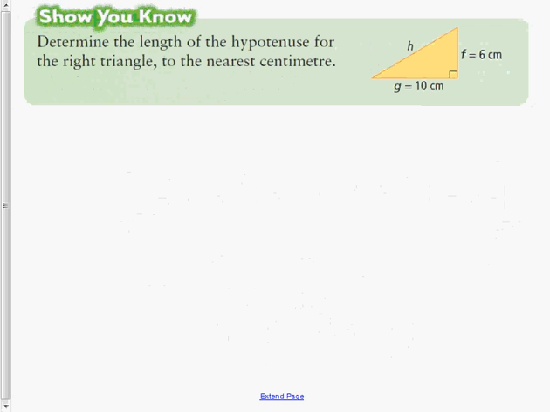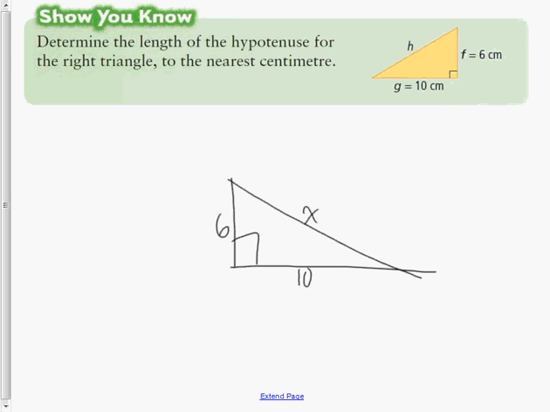And the last one says, determine the length of the hypotenuse for the right triangle to the nearest centimeter. So for this one, I'm just going to do it the way I always do it. I like to do it in this orientation here. It doesn't really matter. This leg is 6 and this leg is 10. And this leg is, I don't know.